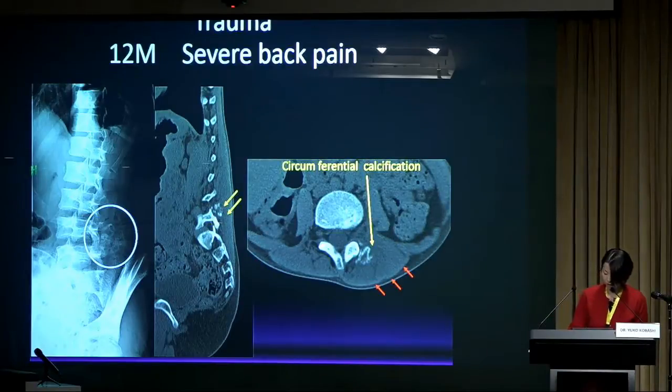Next case is a traumatic lesion. This patient has severe back pain. The radiograph showed fine calcification close to the spinous process, here. On CT, round-shaped calcification is visualized. Soft tissue swelling is also seen around the calcification.